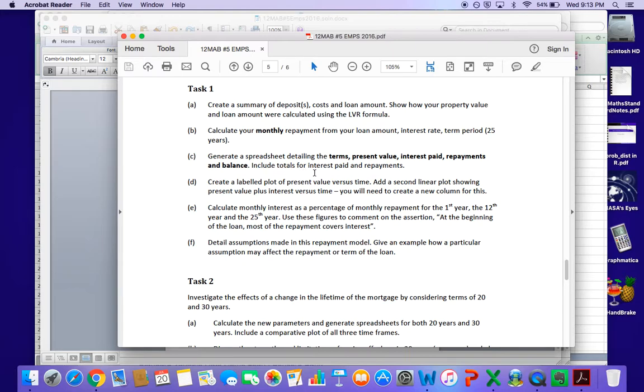So how to construct the spreadsheet, and the aim here is to show you the nuances of using formulas in Excel and how to generate those formulas over many cells. So we'll cover task 1 part C, and if we get time we might do some of these other things in here, like construct the plot and then look at monthly interest as a percentage of monthly repayment. Okay, so let's get this out of the way here.